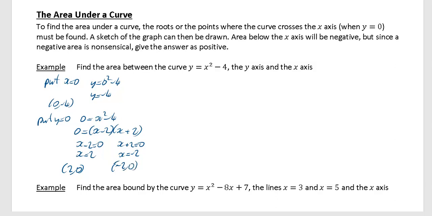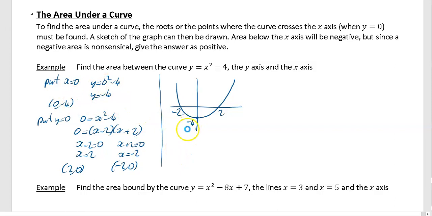So you can do a very good sketch here of your curve. First thing we knew, it was a quadratic curve, so it was a U-shaped curve, a positive quadratic curve. You now know it crosses at minus 2 and at plus 2, and you also know it crosses the axis here at minus 4. Now this bit, finding where it crosses the y-axis, isn't really necessary, but it just gives you a wee bit more confidence in your curve.